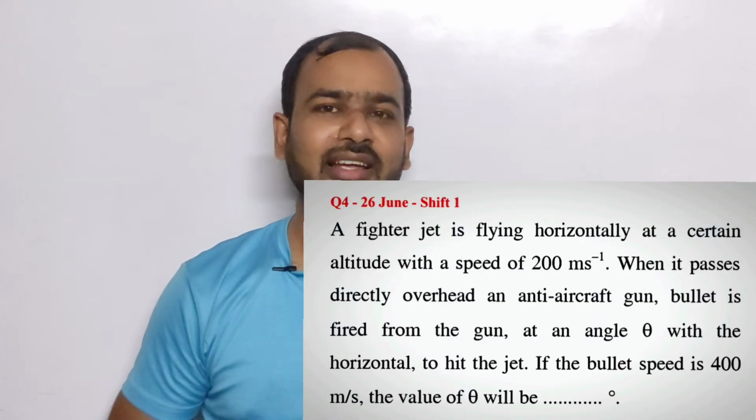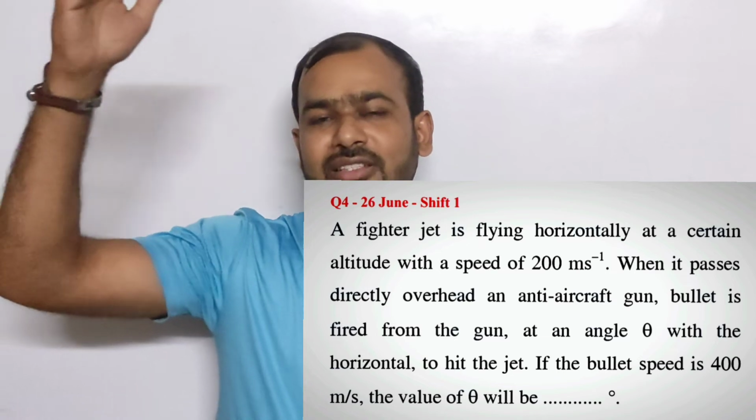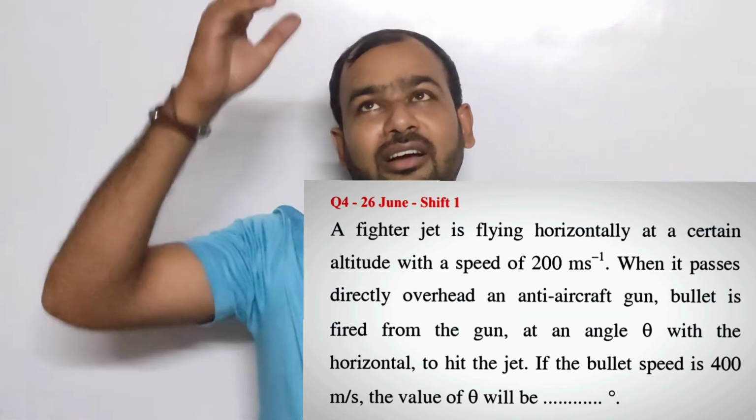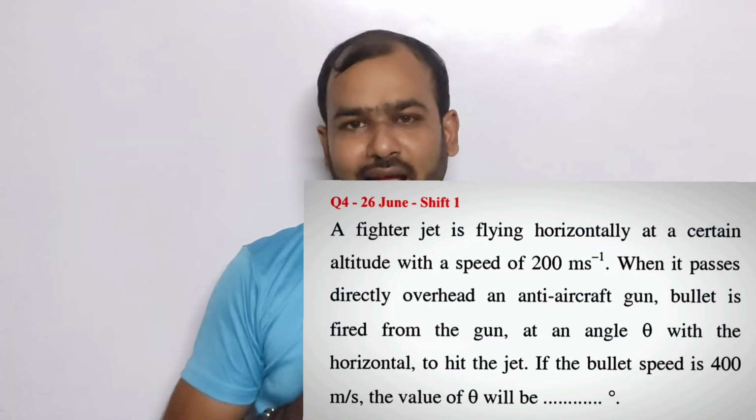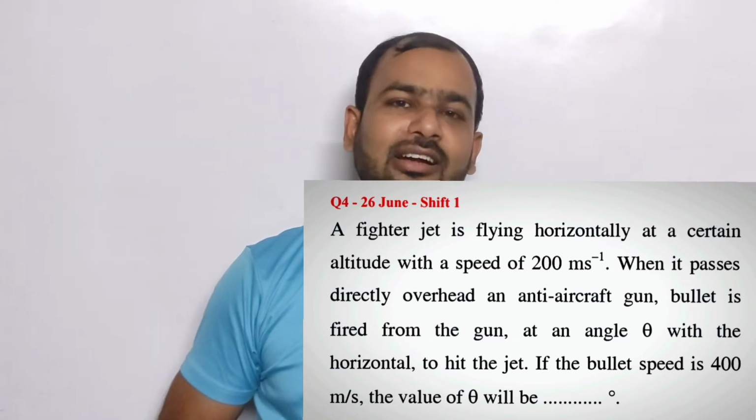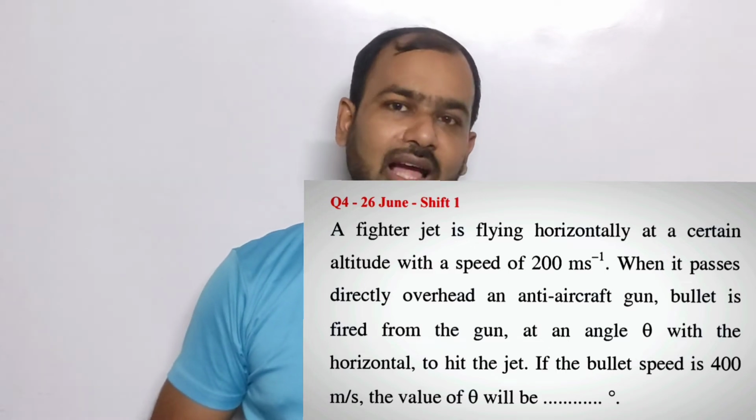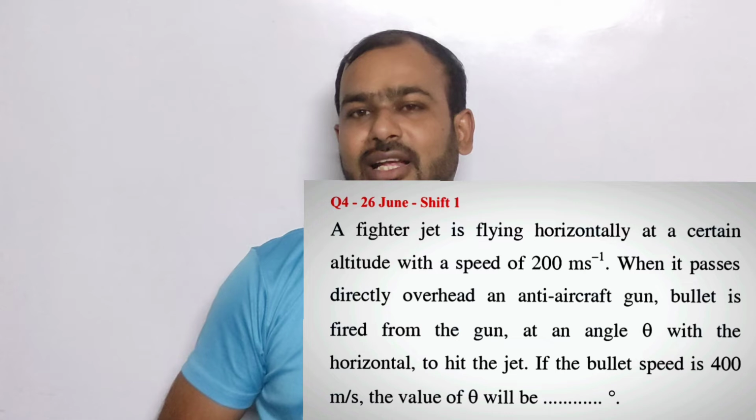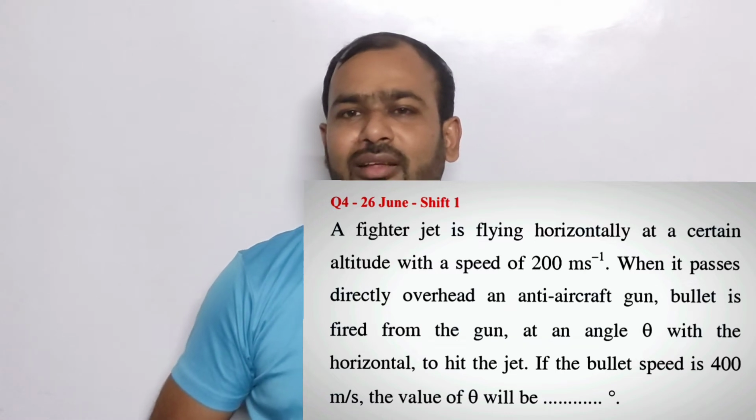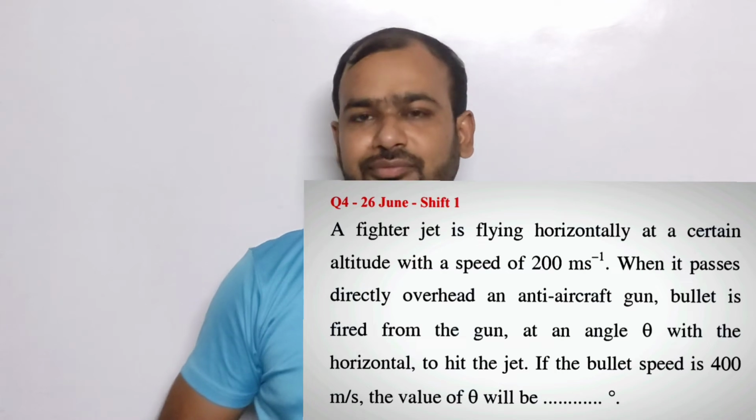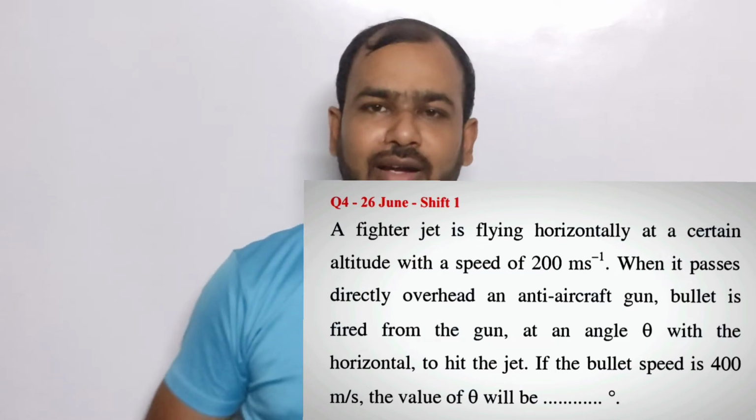It states that an aircraft is flying with a speed of 200 meter per second and it comes overhead, and an anti-aircraft gun has been fired at an angle theta, and the velocity of the missile is 400 meter per second. We have to find the angle so it can blast or take down the fighter jet.